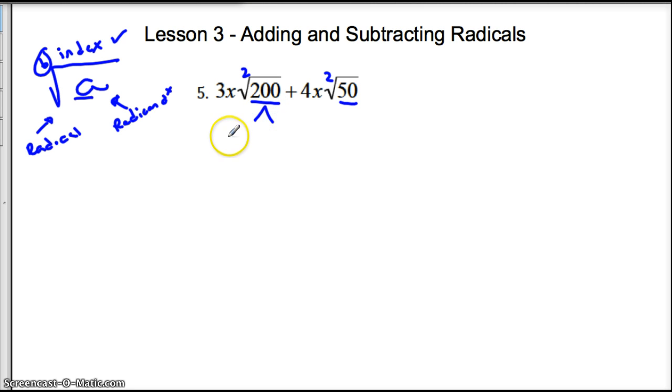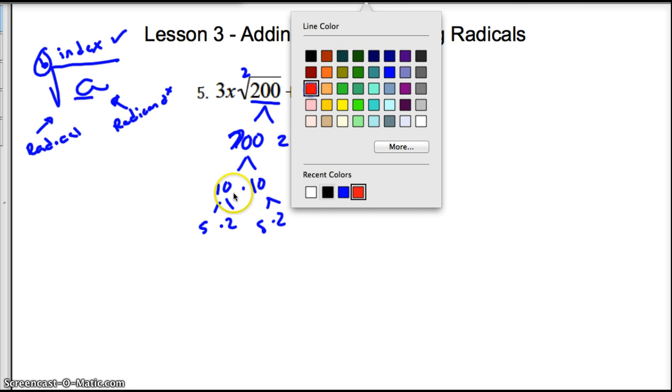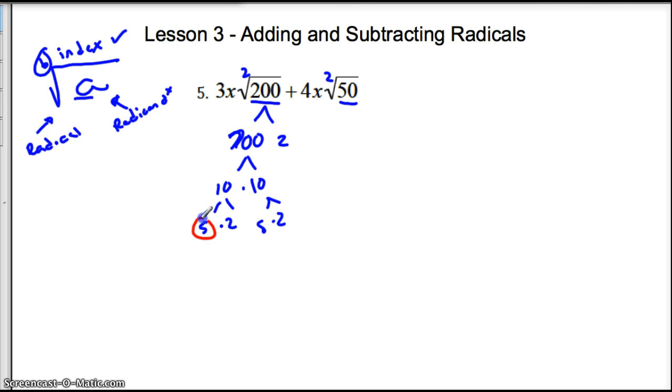So let's start by simplifying and see if we can get the same radicand. So 200 we can break up into, let's do 100 and 2. We could break up 100 into 10 times 10. And then this is 5 times 2, and this is 5 times 2. Alright, so if I'm looking at this, who gets out of jail? Well, I got these two 5s right here. This 5 and this 5, so I can get a 5 out of jail. And I got this 2 and this 2, they become partners, so I can get a 2 out of jail.